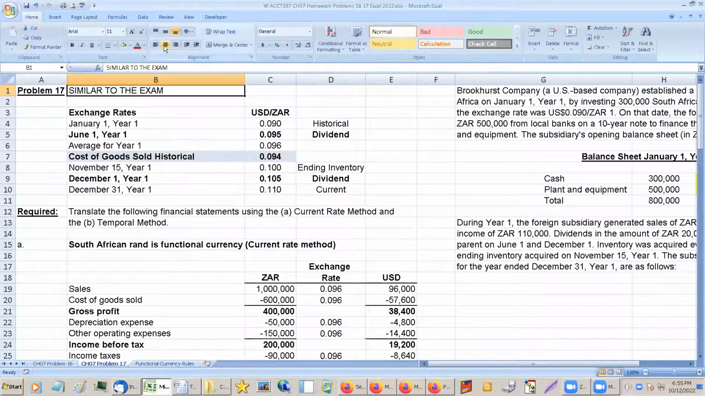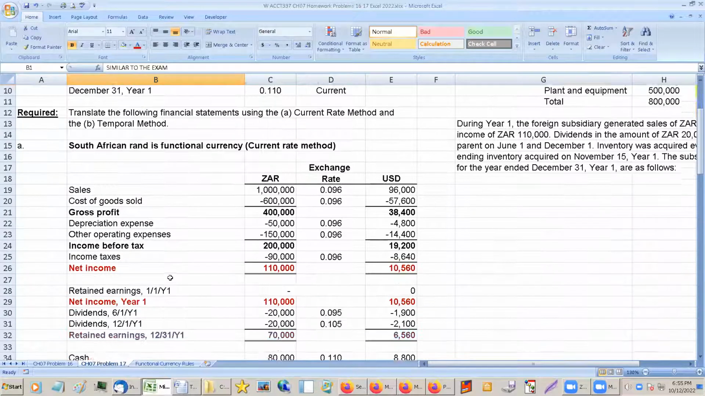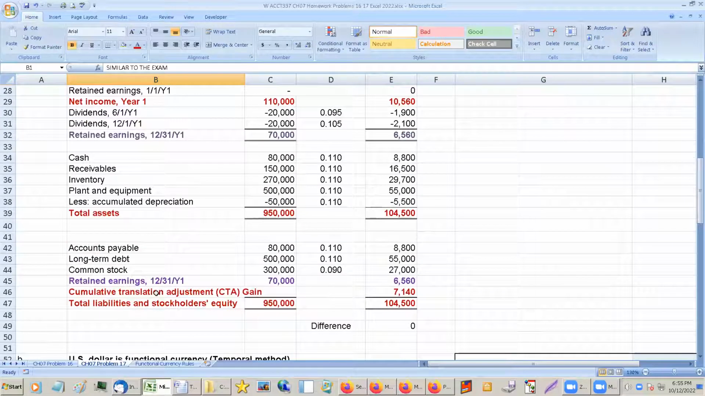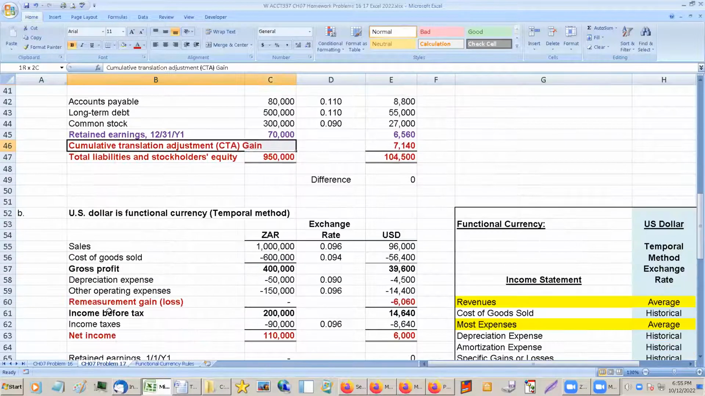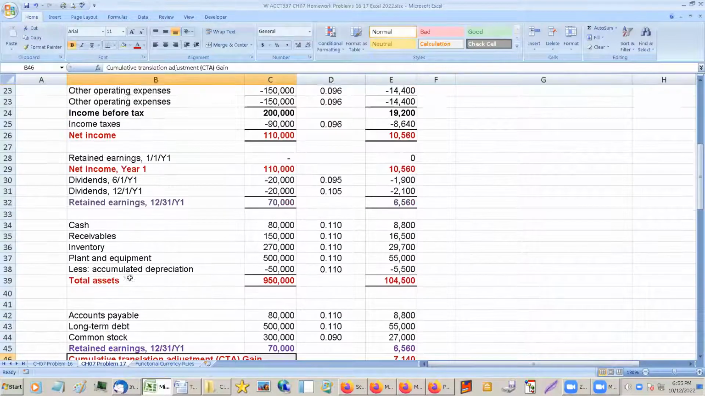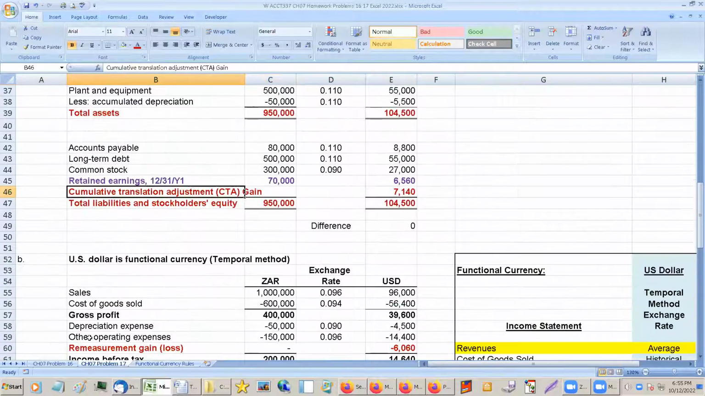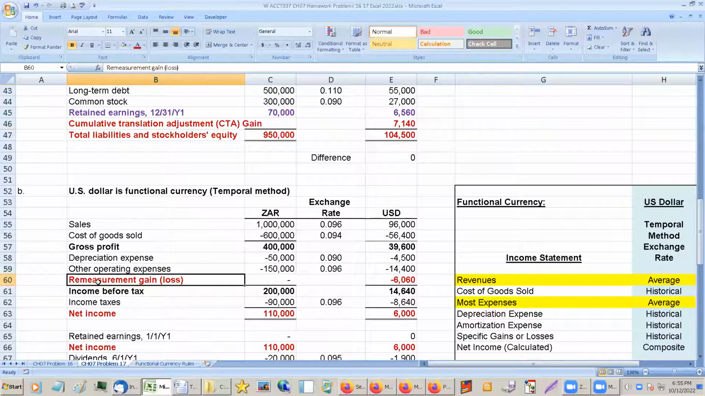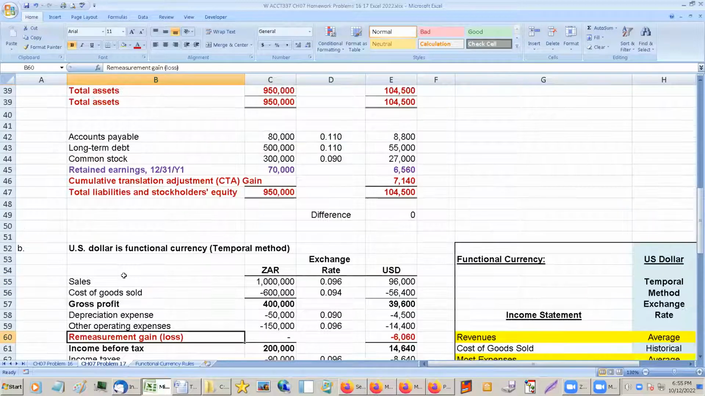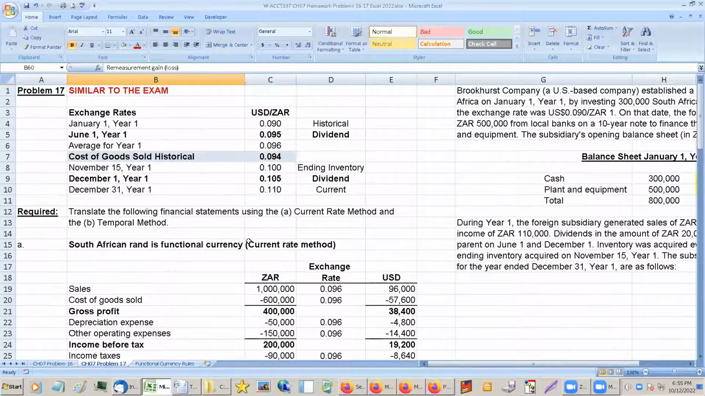On the exam, I do only one underhanded thing that I can remember. And that is I put the cumulative adjustment and the remeasurement gain on both of them. So you have to know which one to do. If it's a current one, you do the cumulative. If it is a temporal one, you're going to do the remeasurement. But other than that, it's pretty much the same. Any questions? Not bad, huh?